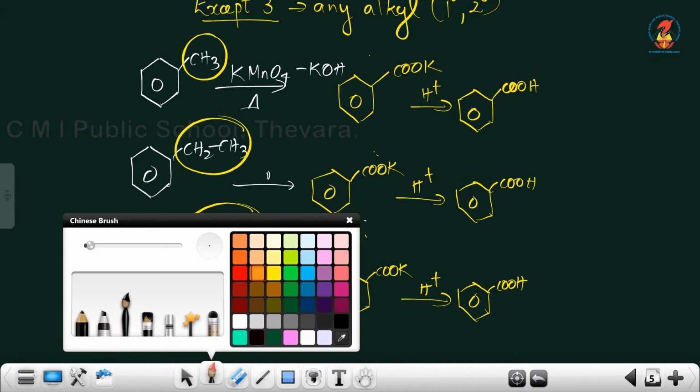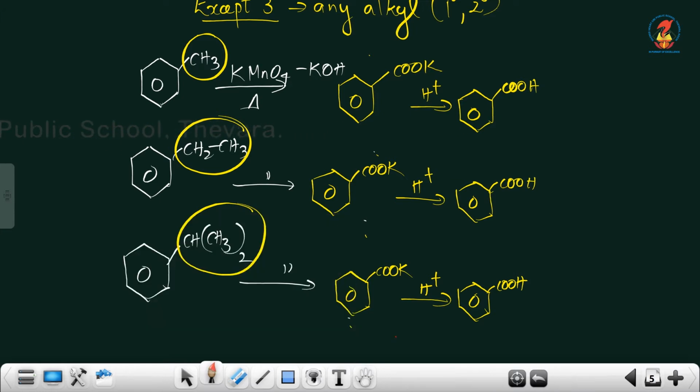So see, in the first example we have a methyl group, in the second example we have a primary alkyl group, in the third example we have a secondary alkyl group. The entire side chains are oxidized to carboxylic acid.